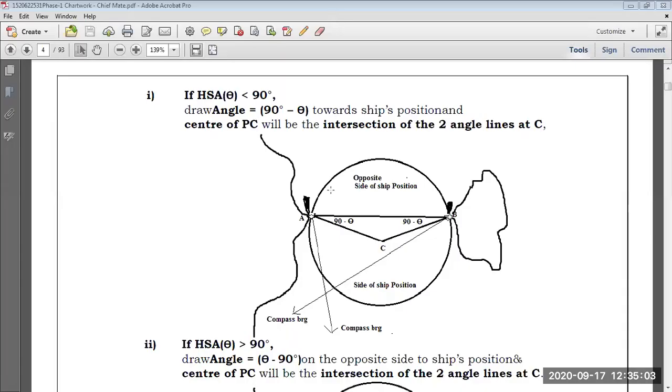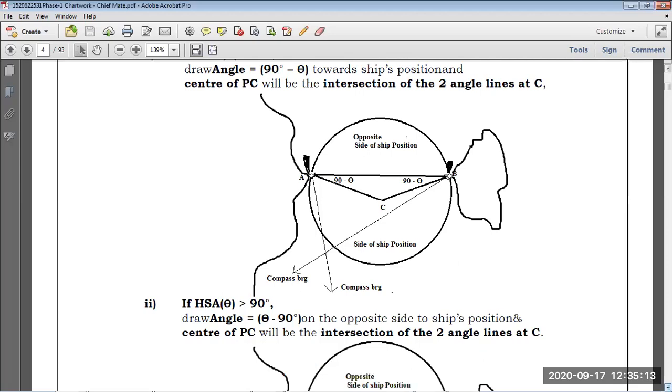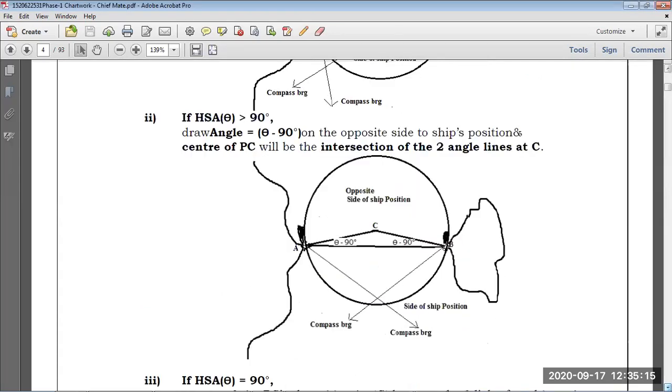So this way we get one position circle by plotting the angles 90 minus theta if the horizontal sextant angle is less than 90 degrees. The next case is if the horizontal sextant angle is more than 90 degrees. Then we draw the angle theta minus 90, and we draw it on the opposite side of the ship's position, that is, towards the land. So this is the case you have to keep in mind: we have to draw opposite to the ship's position if the HSA is more than 90 degrees, and we will draw the angle theta minus 90.